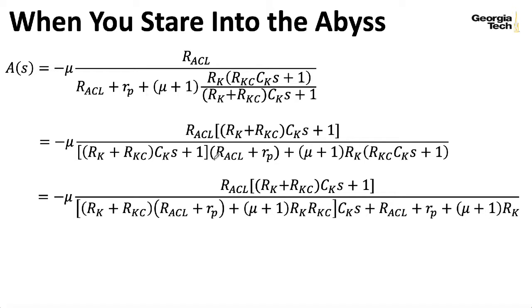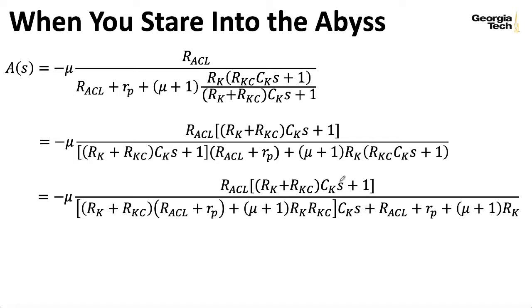Let me do a bit of spot checking. So I would have 1 times R_ACL plus R_P, that's this. And then I would have mu plus 1 times R_K times 1, which is this. So that's the constant terms. And what about the terms that have this C_K s in them? So here's C_K s. Well, I'll have mu plus 1 times R_K, that's this. And then I'll have R_K plus R_KC times R_ACL plus R_P, and that's this. So I think I've caught everything. If you see something I'm missing, let me know.